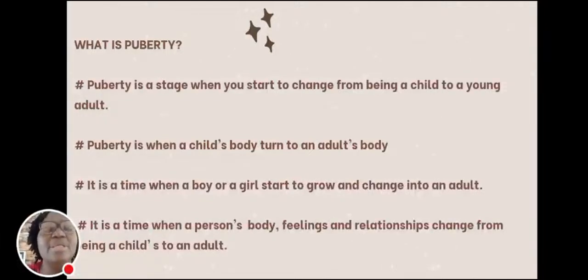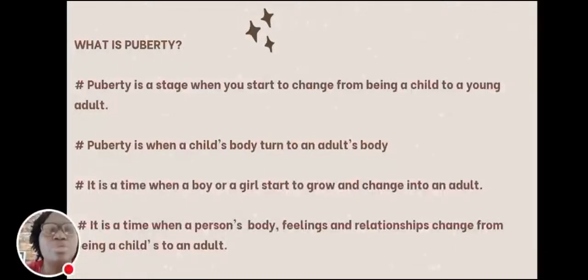Another one here says that puberty is when a child's body turns to an adult body, because there's a difference between the body of an adult and the body of a child. Another definition for puberty is a time when a boy or a girl starts to grow and change into an adult.